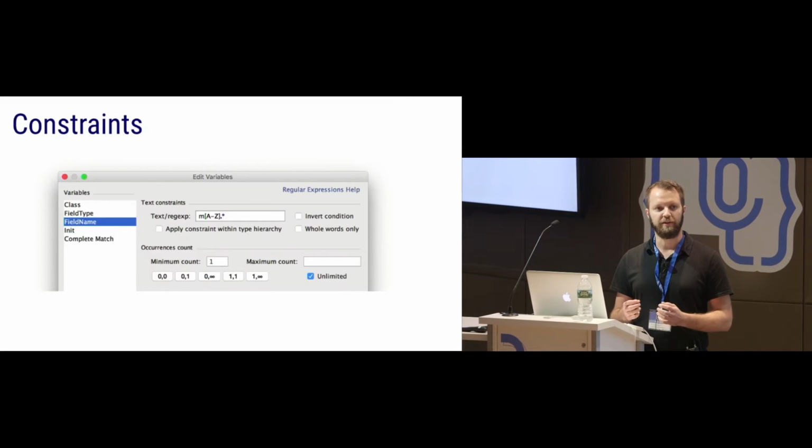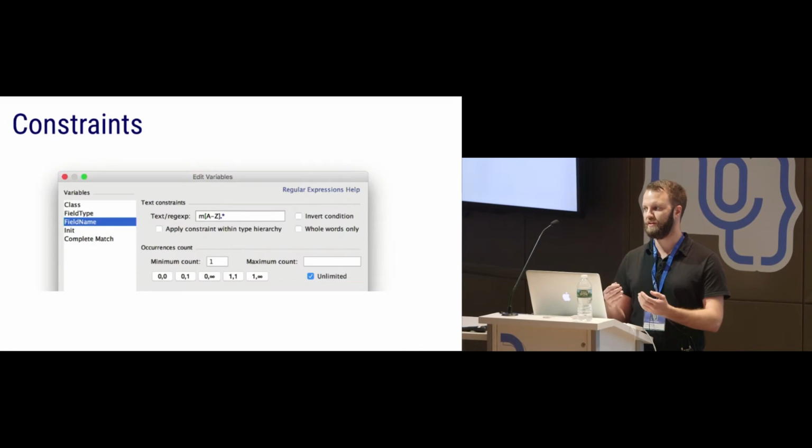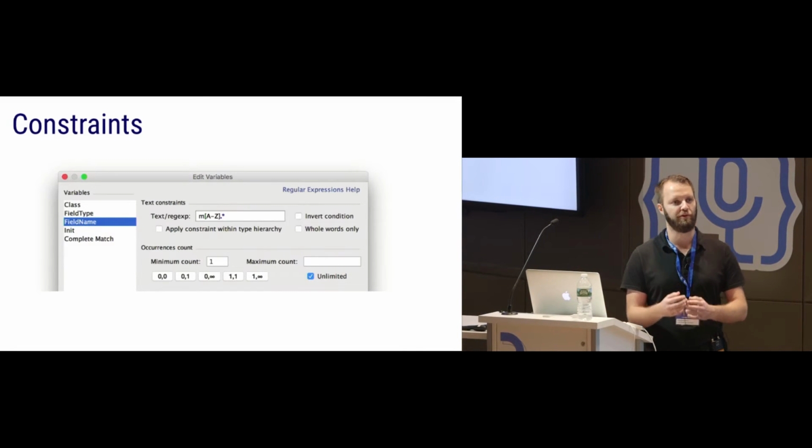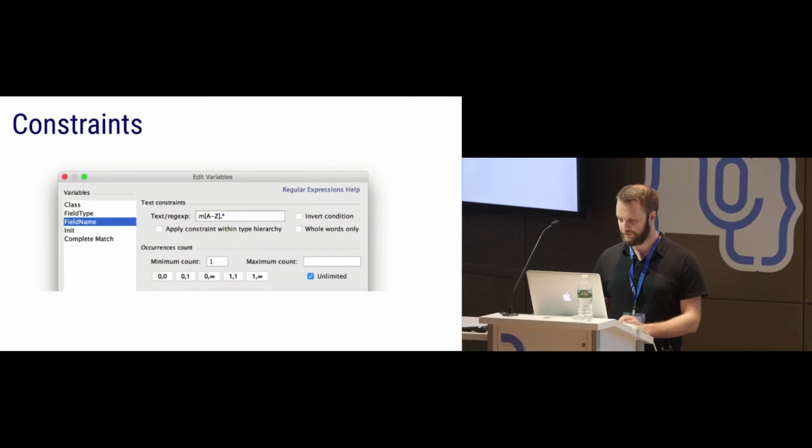A constraint might be, I want this to happen 12 times, or not only once. Or it could be a regex: I absolutely want this field to start with the letter M, followed by an uppercase letter and any other number of characters. So let's see how we go about doing this in real life.